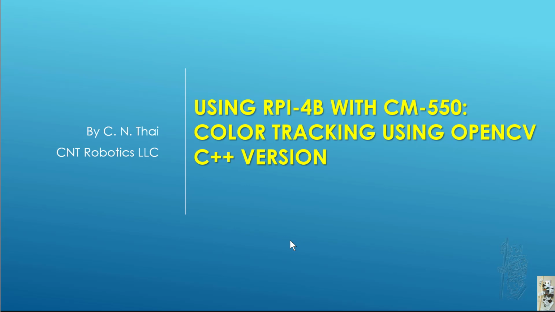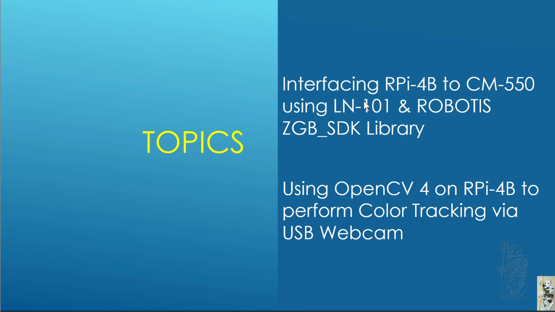Hello everyone. In the previous demonstration I was using an RPi-4B with a CM-550 for color tracking using OpenCV, but it was a Python version. In this demonstration it's a C++ version. So the interfacing is slightly different from the Python version.